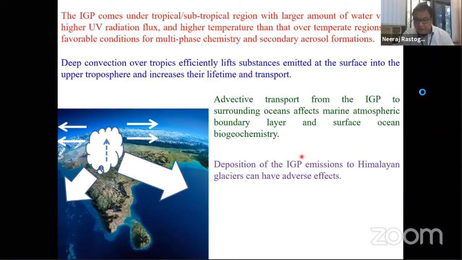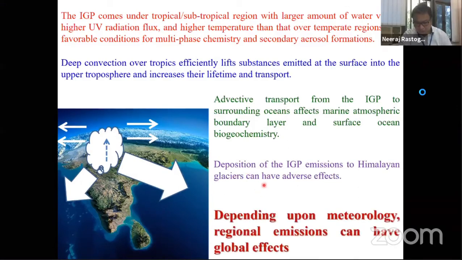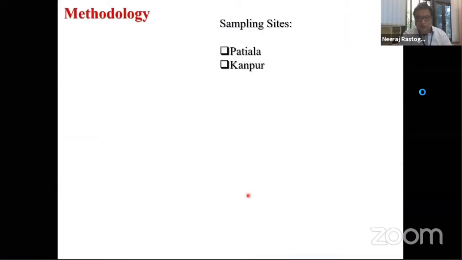Deposition of IGP emissions to the Himalayan glaciers can have adverse effects. Yesterday, we had wonderful talks from Ritesh and Rakesh and Shubha and all, and they were telling about the effect of different aerosols on snow. So overall, depending upon meteorology, regional emissions can have global effects. So with this, let me come to the work which I am going to show.